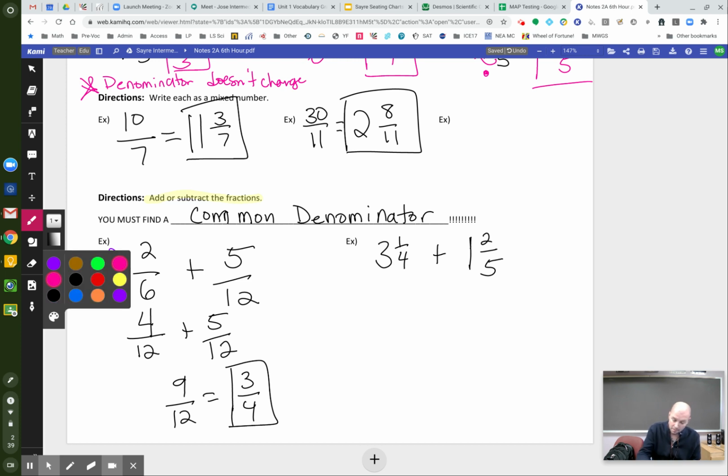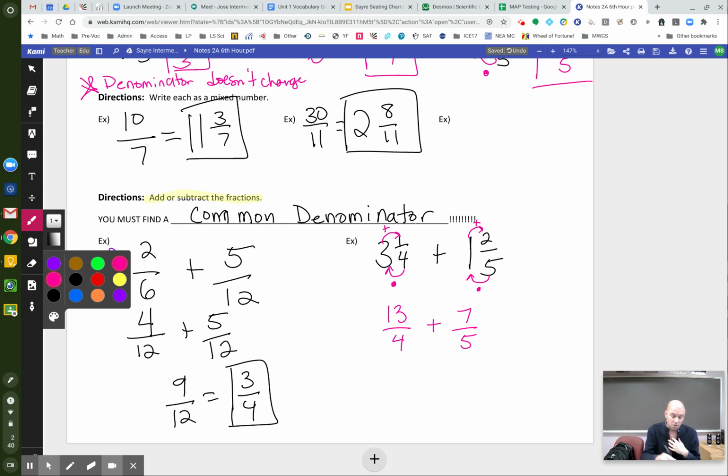So if we want to do improper fractions, we're going to do this, if you remember from above: times, plus, times, plus. So 4 times 3 plus 1 gives me 13 over 4, plus 5 times 1 is 5, plus 2 is 7 over 5. Now, you have to use common denominators still.